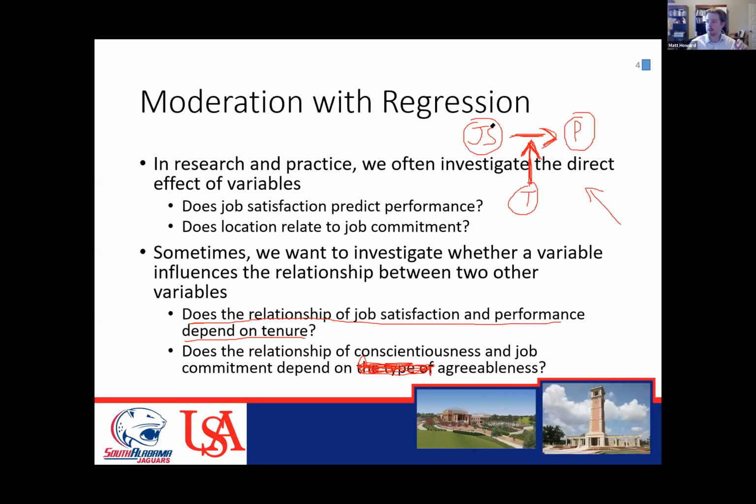And how that would look in this model up here is we would keep the same circles, because moderation is always going to be the relationship between two variables and how that relationship is impacted by a third. But it's going to look like conscientiousness as our predictor, job commitment as our outcome, and then agreeableness as our moderator. So in this example, we have conscientiousness predicting job commitment as moderated by agreeableness.